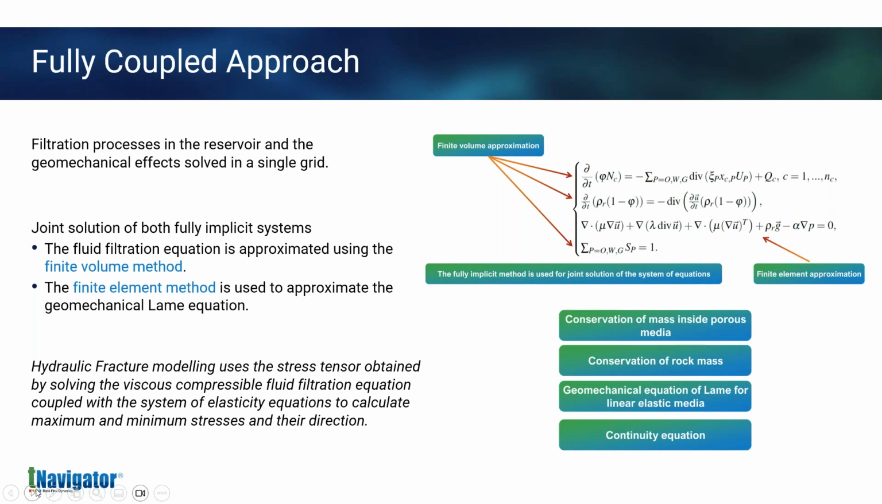We have a couple of failure criteria to account for the most obvious failures. We have the Mohr-Coulomb criteria. Can we move to the next slide, please?